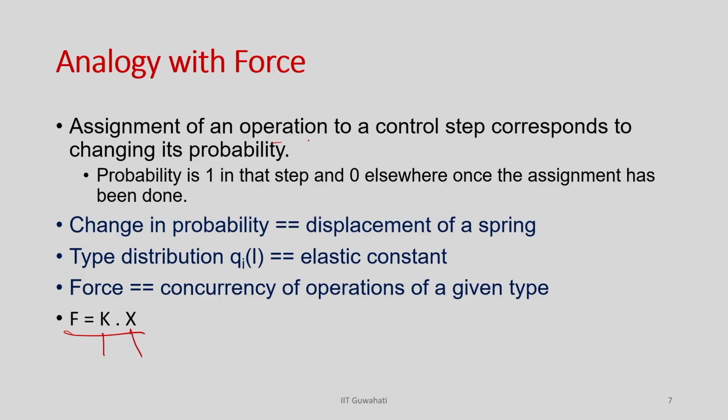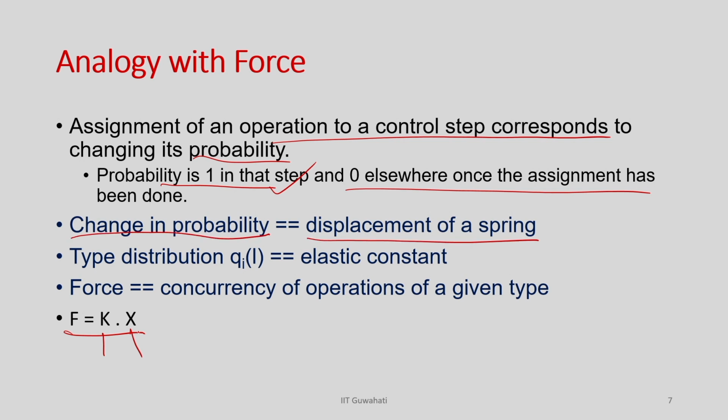So the assignment of an operation to a control state corresponds to changing the probability. The probability becomes 1 where it gets scheduled and 0 for other places. So the change in probability is the displacement of the spring. So this is my change in probability.